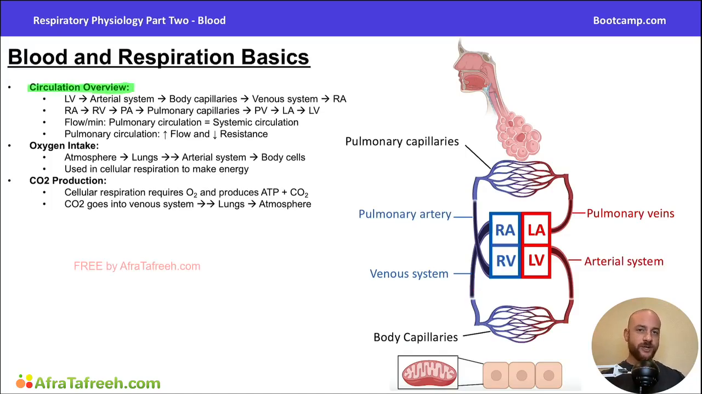When reviewing circulation, I always like to start off with the left ventricle. I feel that the left ventricle is a good starting point. It's one of the main pumps of the heart. It pumps all that blood into the body. So blood is going to be pumped from the left ventricle out into the arterial system. Blood is going to be leaving the heart.